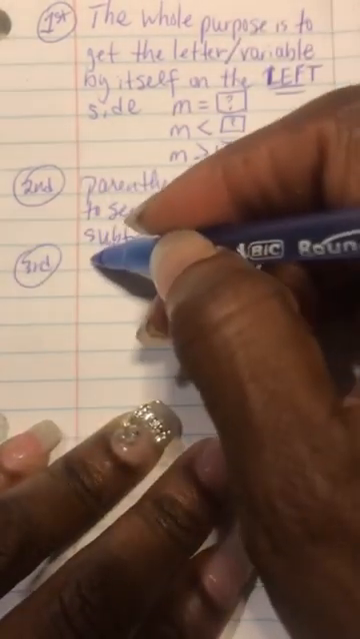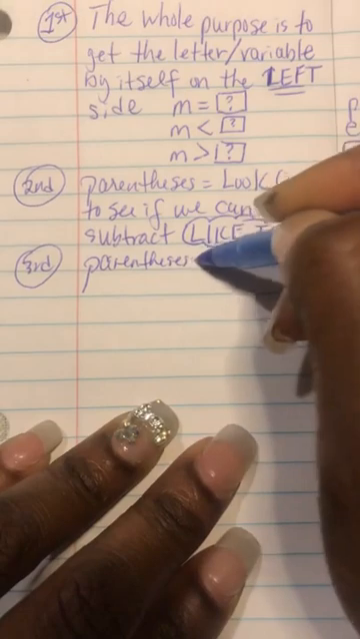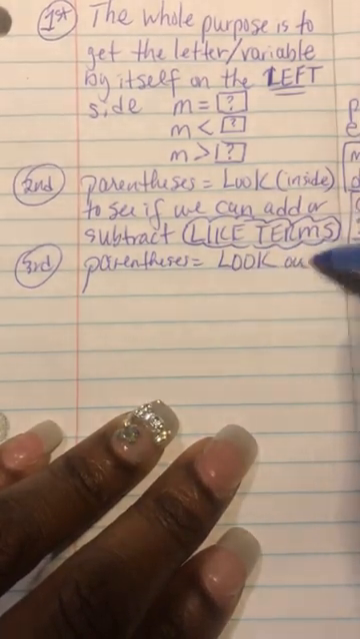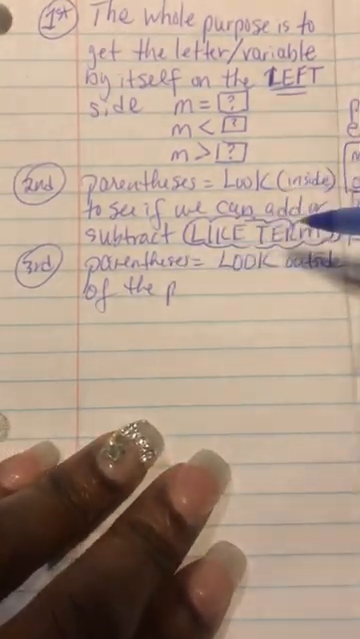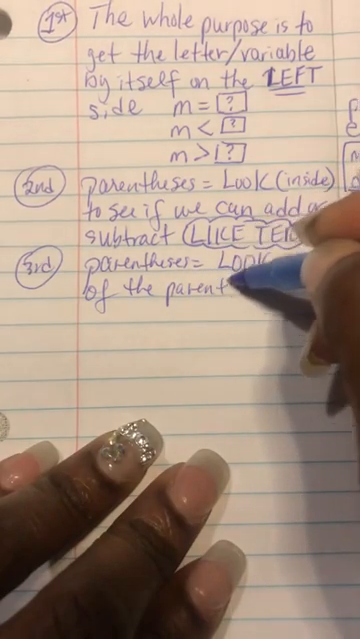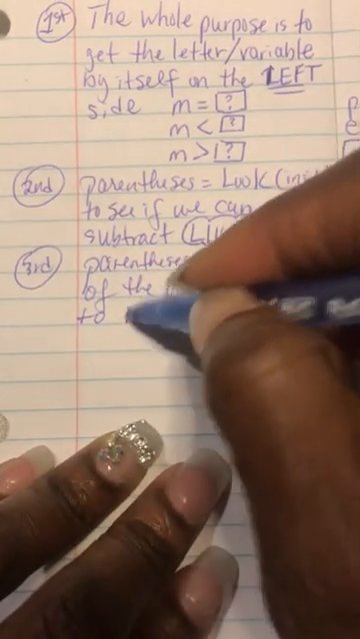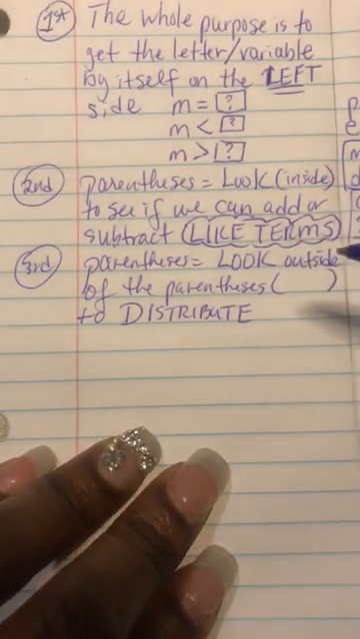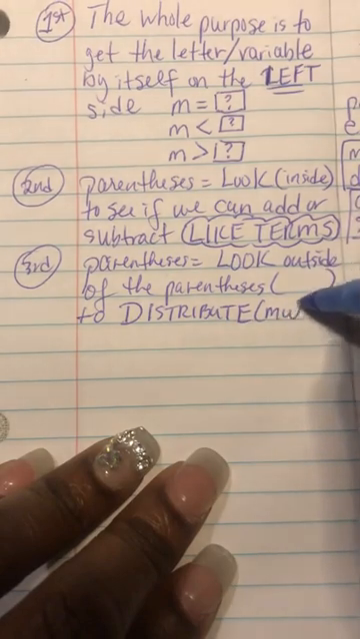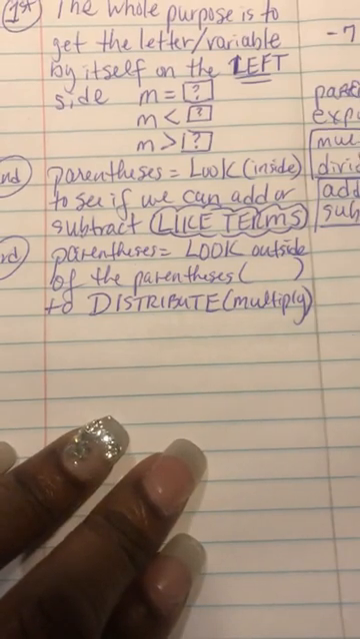Next step, the third step, is to parentheses, which means that we're going to look outside of the parentheses to distribute or multiply. We're going to look outside the parentheses to distribute or multiply.